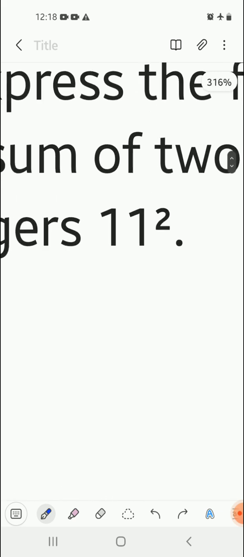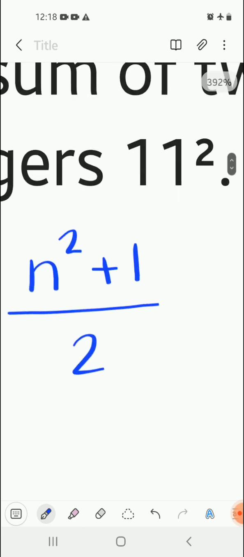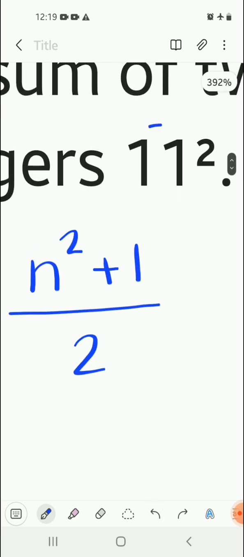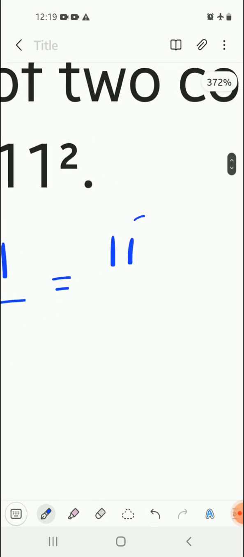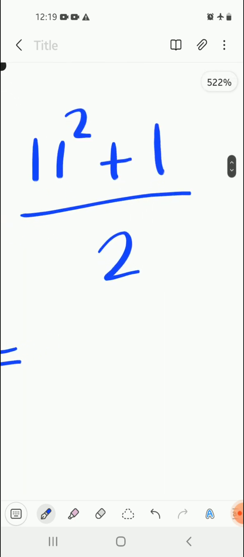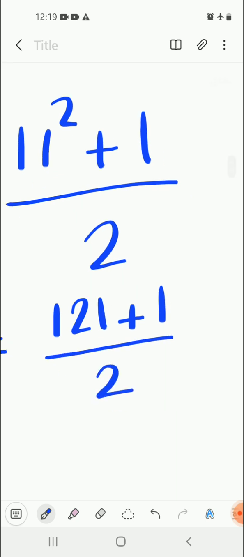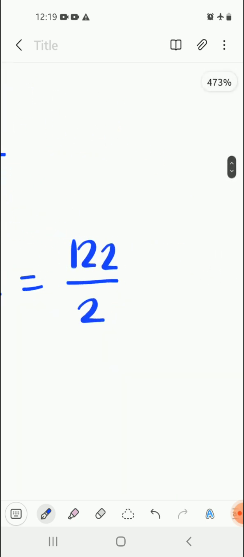Now, 11 square. The formula is (n square plus 1) by 2. Over here, n is this 11 that we have. So we have to find 11 square, add 1 to it and then divide the number by 2 to find out the first number of the consecutive numbers. So it becomes (121 plus 1) by 2. So we get 122 by 2.